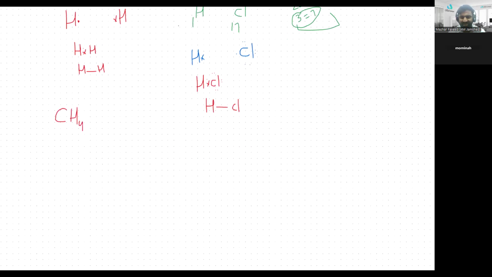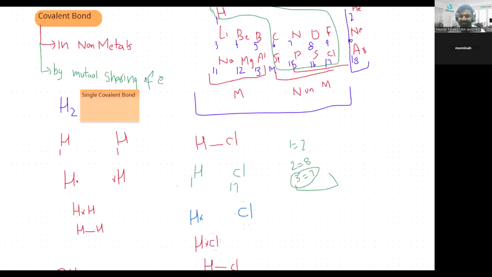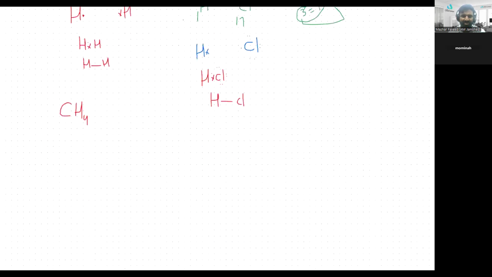You see, the atomic number of carbon is 6. If you write their atomic numbers, carbon's atomic number is 6, and hydrogen's atomic number is 1. In carbon, there will be 2 electrons in the first shell, and in the second shell there will be 4 electrons. So there are 4 electrons in the valence shell.